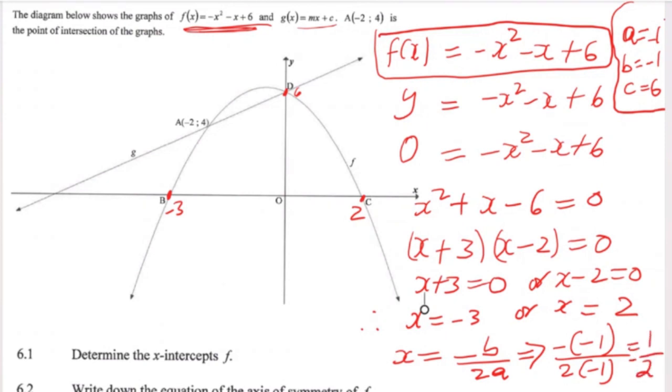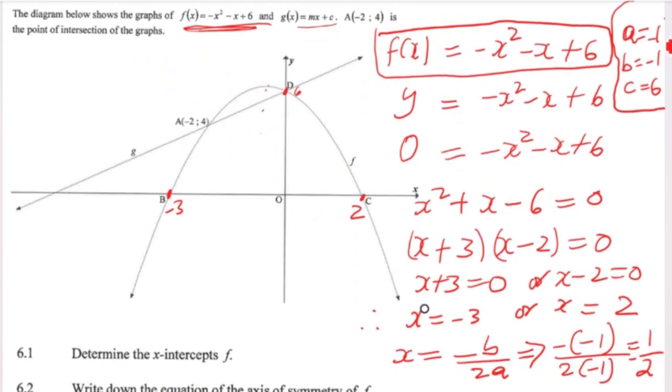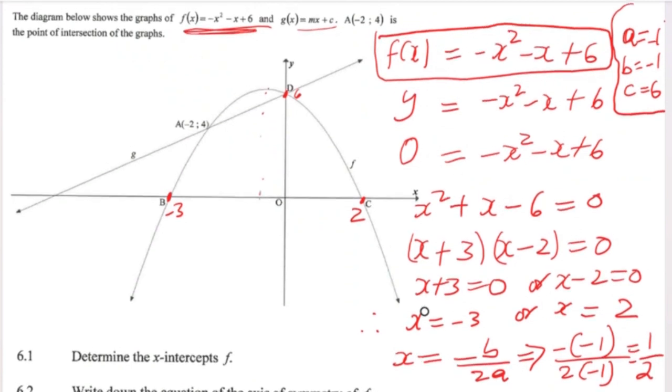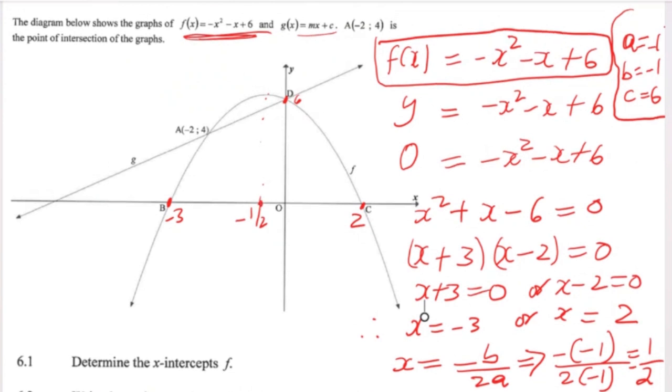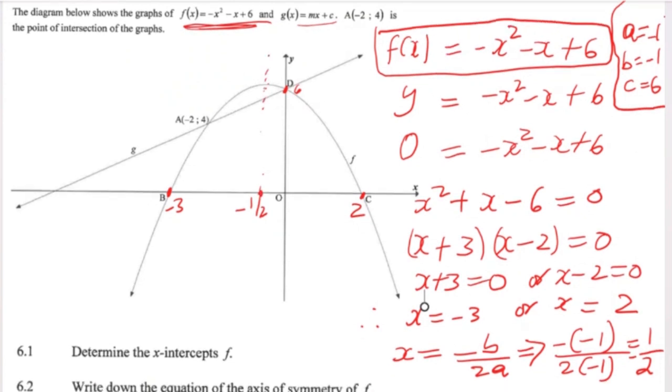So now your axis of symmetry, okay? We are looking for the equation of the axis of symmetry. The equation of the axis of symmetry is x is equal to something. So here, this is -1/2. Okay, this is negative half. It's your axis of symmetry, which is where you get your x coordinate.